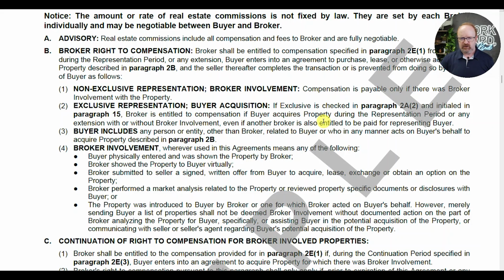Exclusive essentially means that the broker is entitled to compensation if the buyer acquires property during the period or any extension, with or without the broker's involvement, even if another broker is also entitled to be paid for representing the buyer. So an exclusive agreement is essentially they're locked into you, you're locked into them. They buy any property during that period of time, you're owed a commission. So this is a little more protective of the agent here.